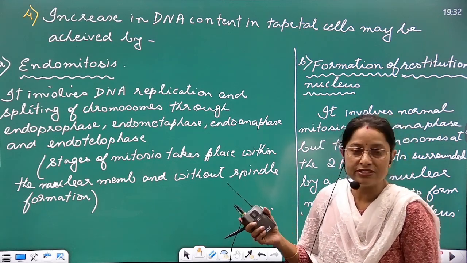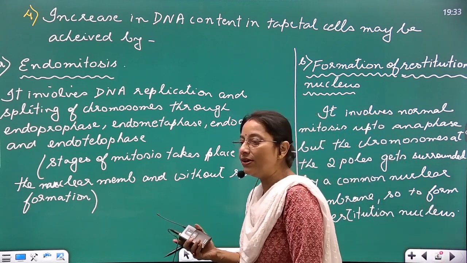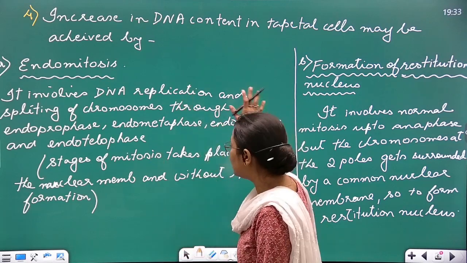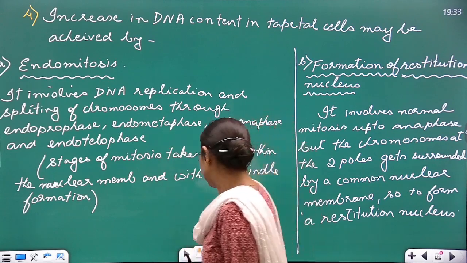We'll be talking about just 3 of them. Because of these three reasons, the DNA content of tapetal cells may be higher. The first one that we are talking about is endomitosis. No doubt we have written a lot. What you need to remember is what we have written here.